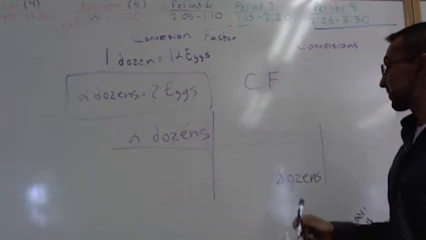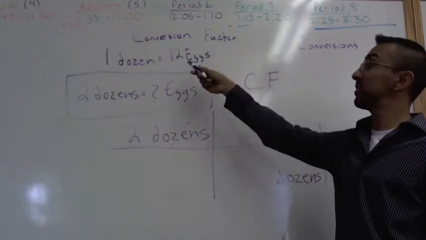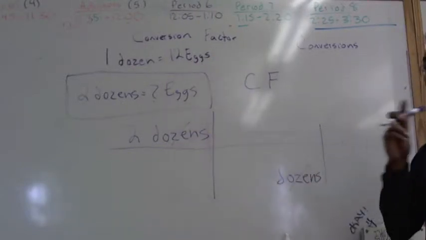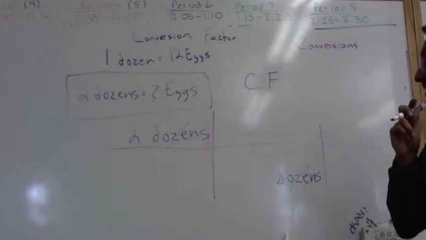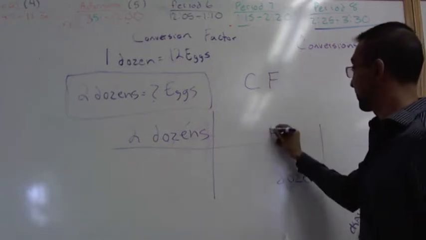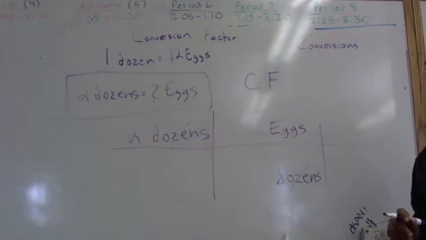And let's fill in the rest of it. So if we're looking at the conversion factor, 1 dozen equals 12 eggs, what am I missing in here? So how many eggs, right? That's going to go on top. And then the numbers are missing, right? So where do the numbers go?